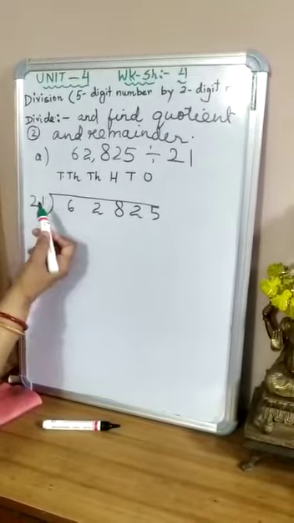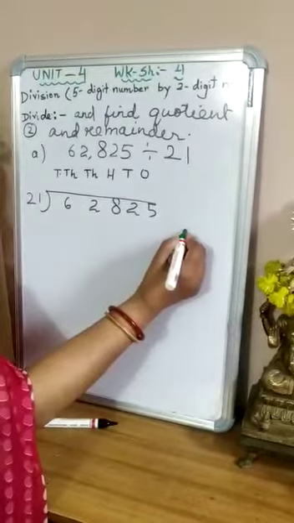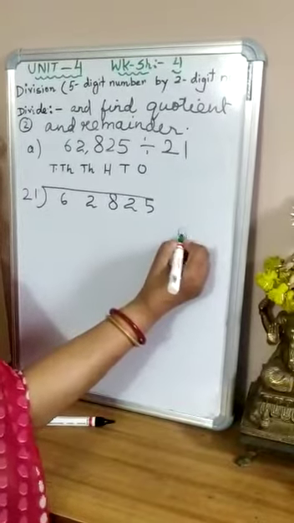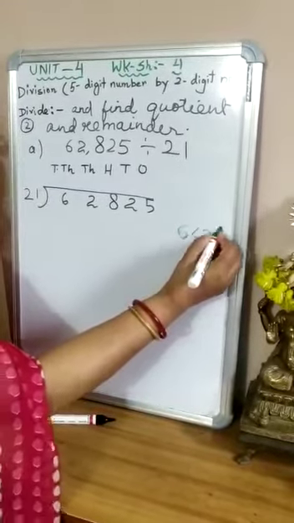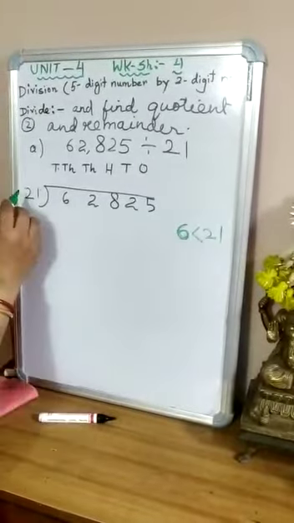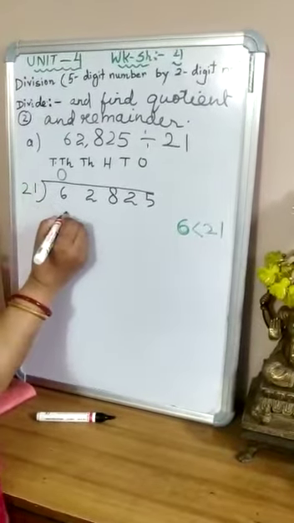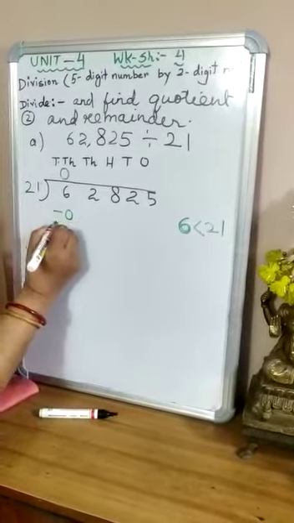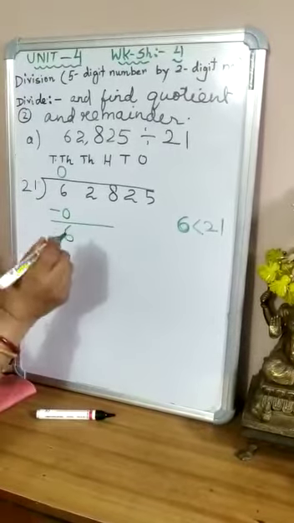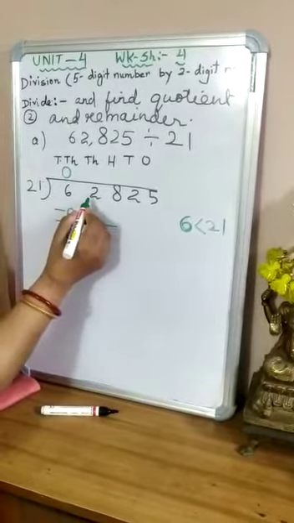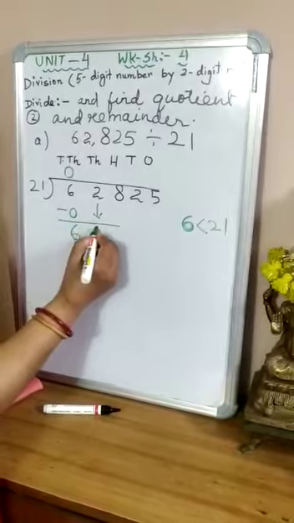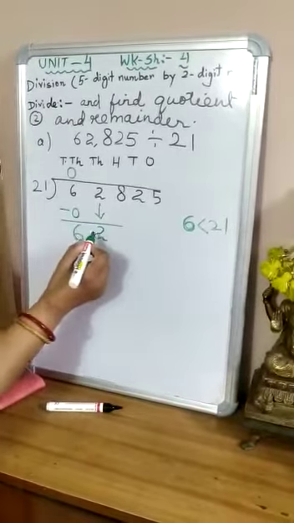6 is less than 21. So I will have to multiply 21 by 0. 0 times 21 is 0. So 6 minus 0 is 6. Right? Now I will put down this 2,000, the 2 along with 6. Now it becomes 62,000.